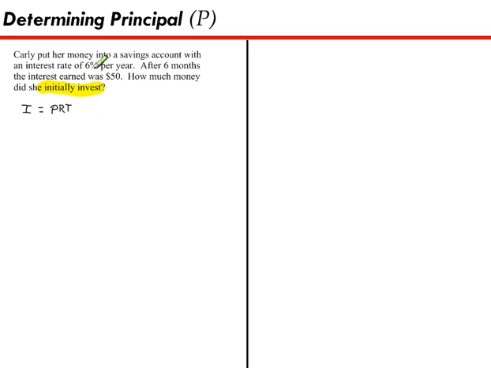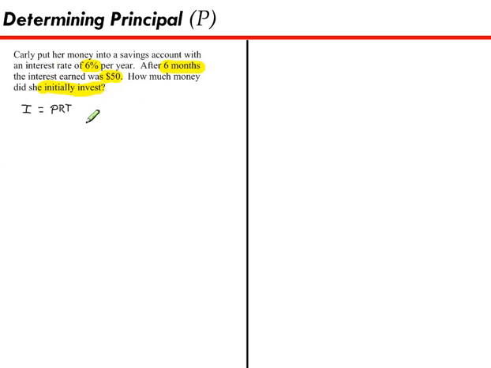The first number I see in the question is 6%. The percent is a clue that we're talking about a rate, and that'll be our R. The next number I see is 6 months. Now the months is important. We're definitely dealing with time here, but simple interest calculations require the time to be in years, and that's in months, so I'll have to do a bit of converting later. And finally, the interest earned was $50. Interest earned is talking about I. There, we've got our three variables.